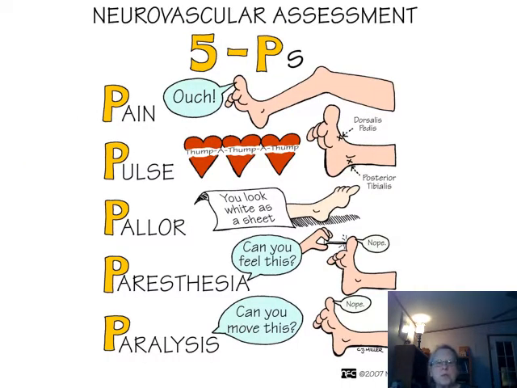Once again, this is just a item here, more of a visual for the 5 P's. Talks about the pain, the pulse, the pallor, paresthesia, and the paralysis again.